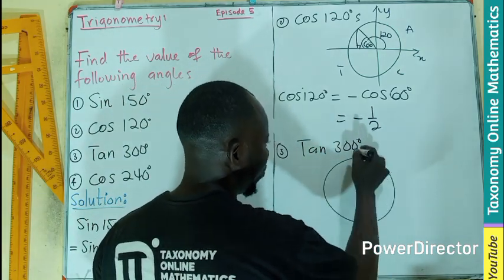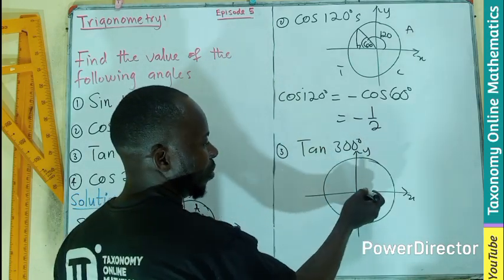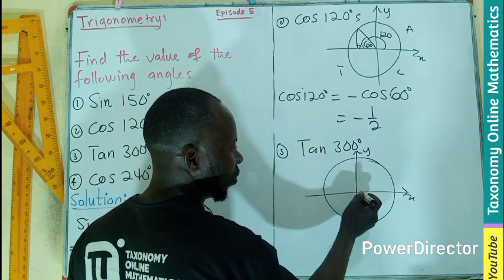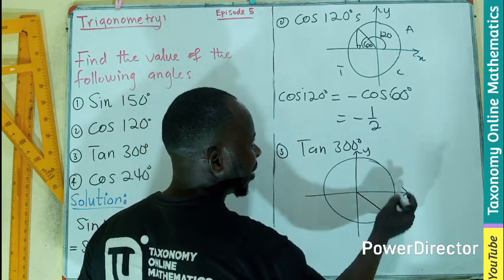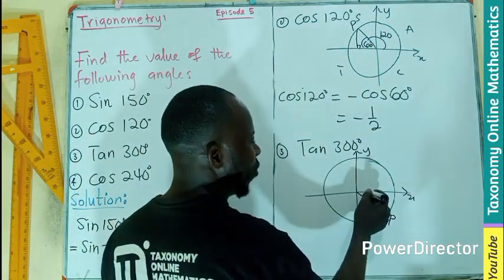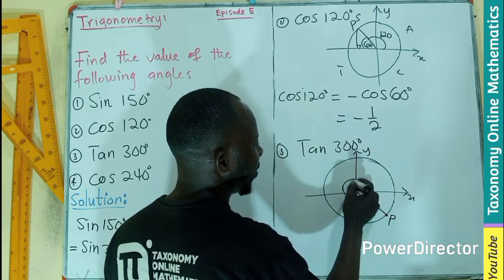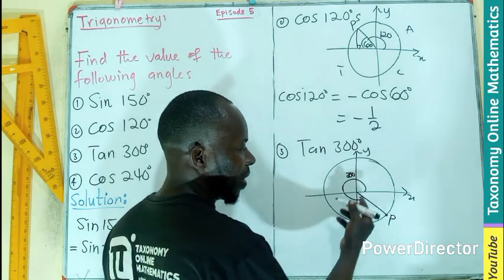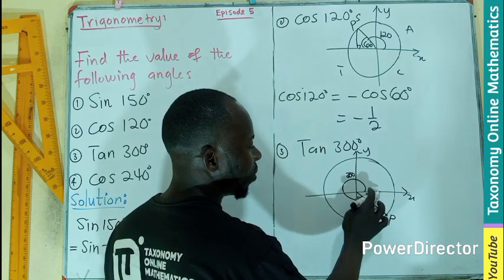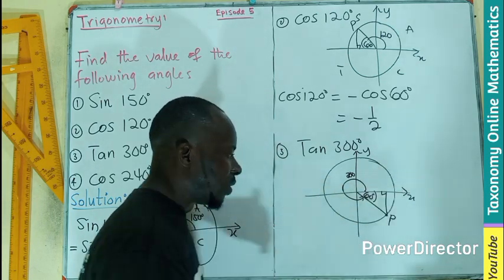300. So let's pick this one also. 300 means that we are moving all the way 90, 180, 270. We are coming closer to this place. So 300 will be here as the point. Normally it's P or any value in there. Our movement is in the anti-clockwise direction, so you move all the way to this place as 300. The reference angle will be 300 from 360. That will give you 60 degrees.